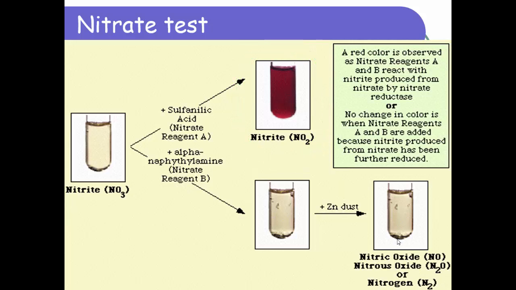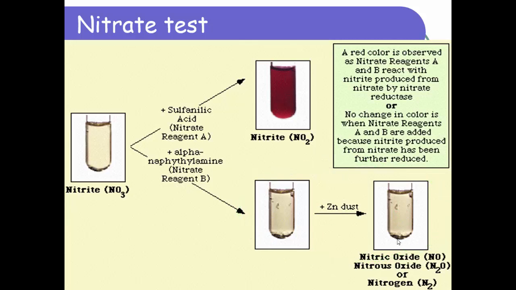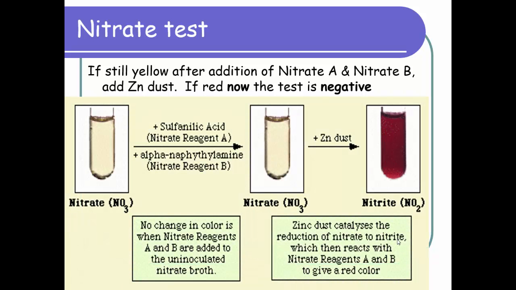If there is no change, however, after adding nitrate A and B, then we must add zinc dust to the tube. If the tube remains a yellowish color, this means that we have a positive reaction. However, if it's still yellow after the addition of nitrate A and nitrate B, and we add the zinc dust, and the tube turns red now, the test is actually negative for nitrate use.